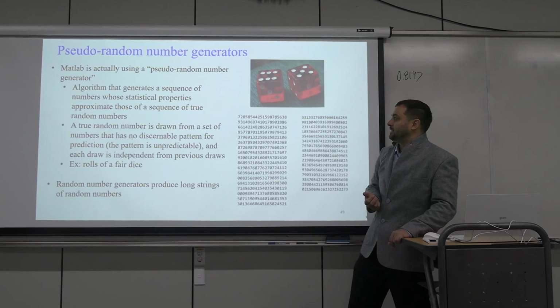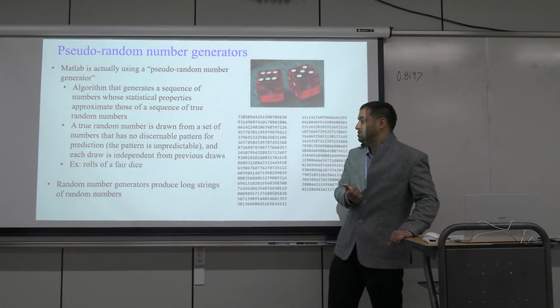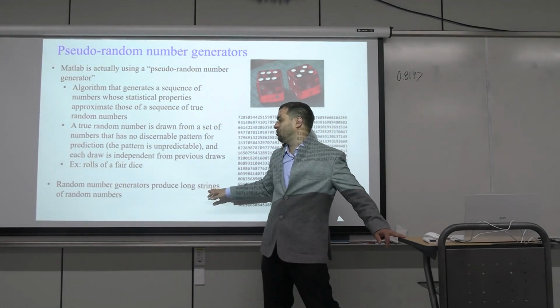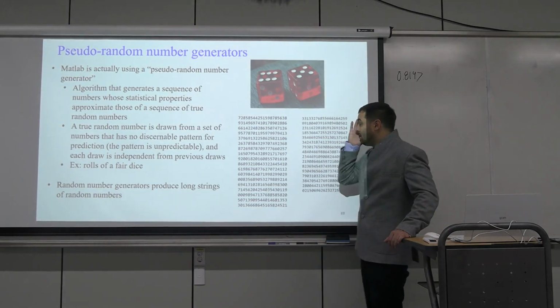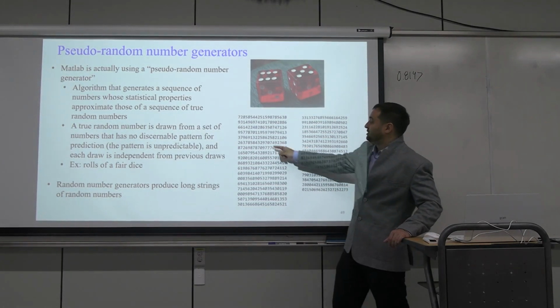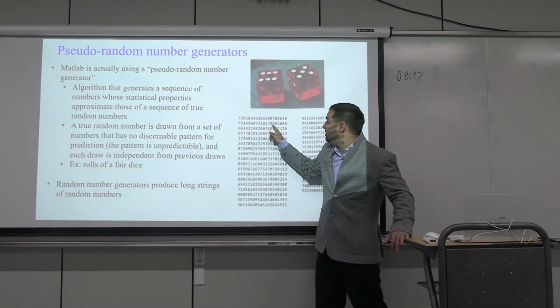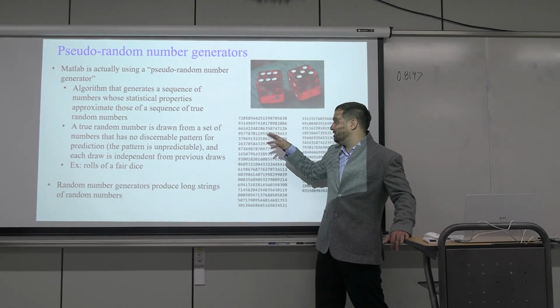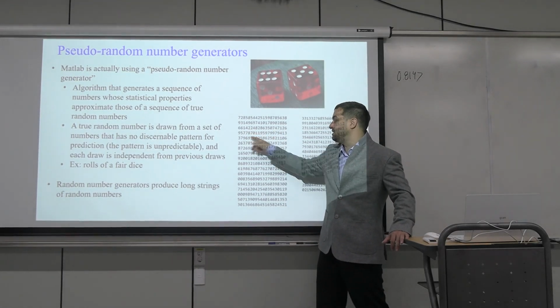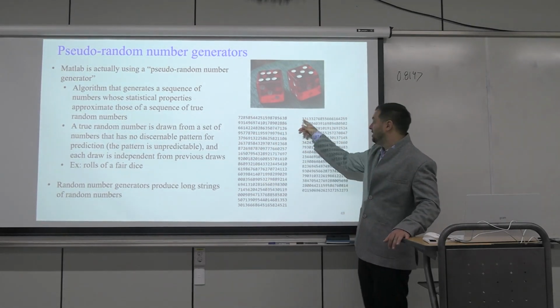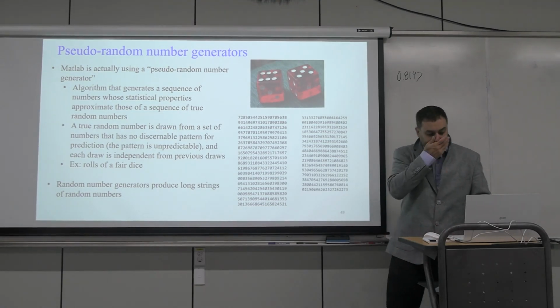And so basically these pseudo-random number generators produce long strings of random numbers. Here's an example. These random number generators just produce these very, very long strings of random numbers.